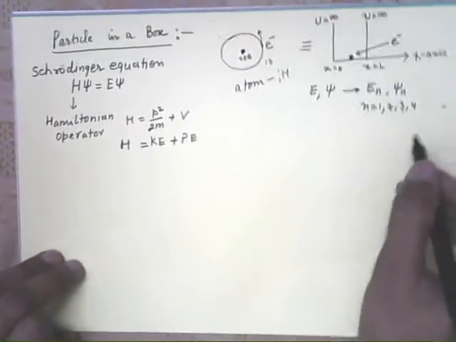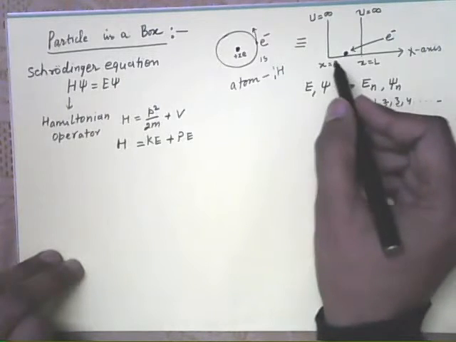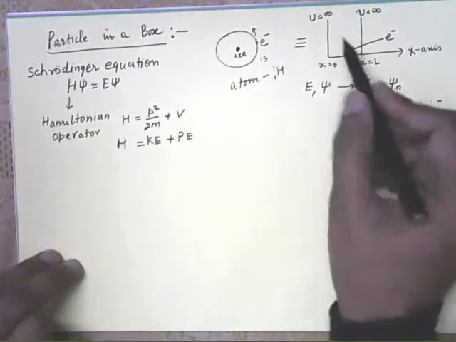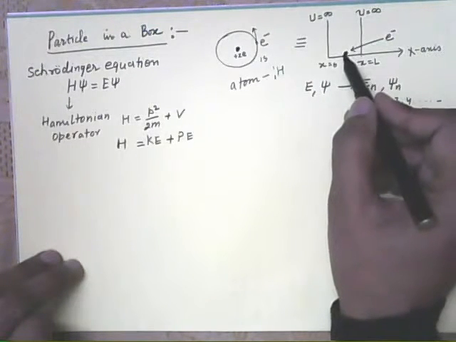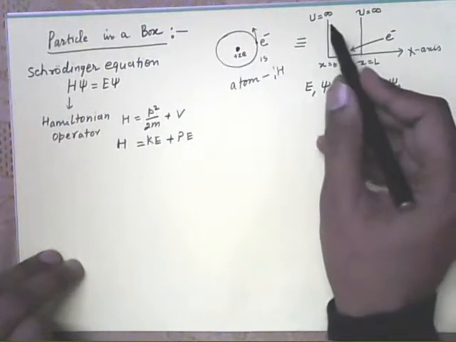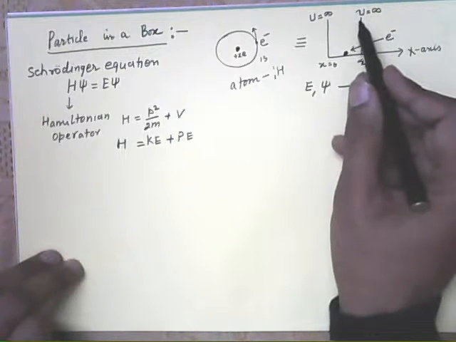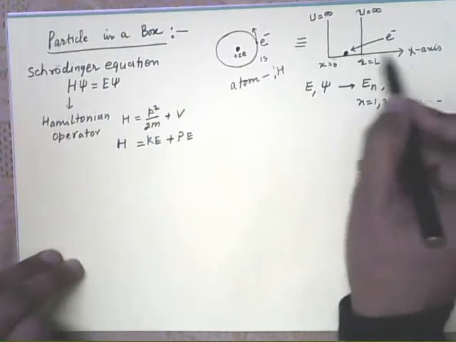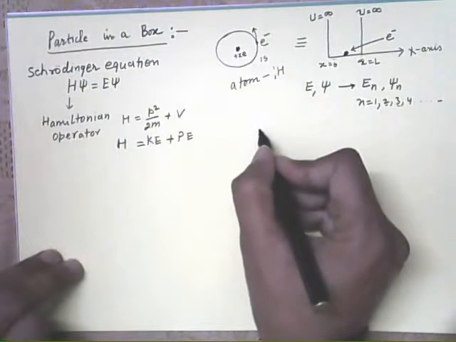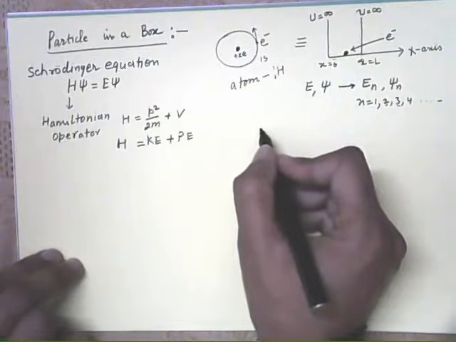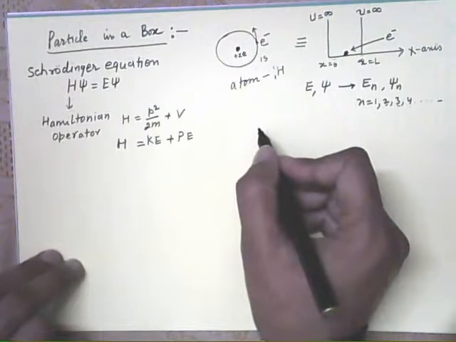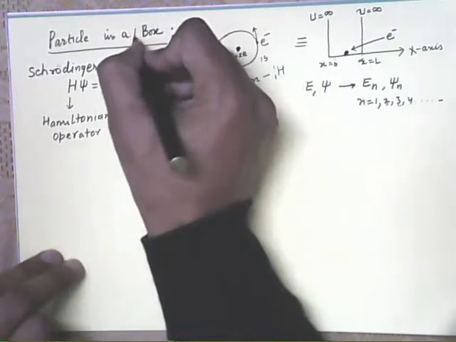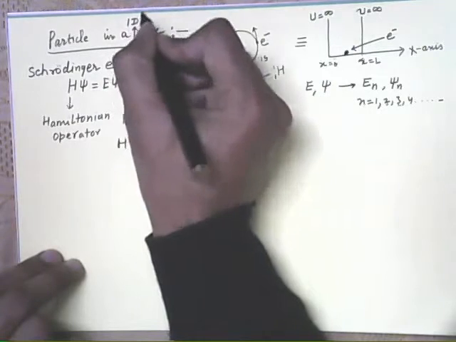Now we know about the simplest case, and instead of the simplest case we are considering a particle in a box, or a particle in an infinite potential well, and this is one dimensional. So this is a one dimensional potential well, the particle in a one dimensional box.